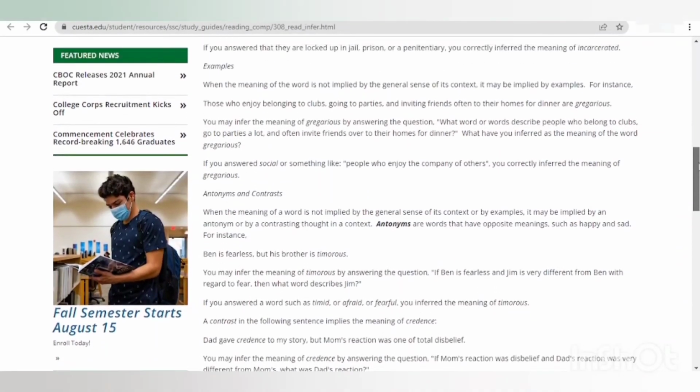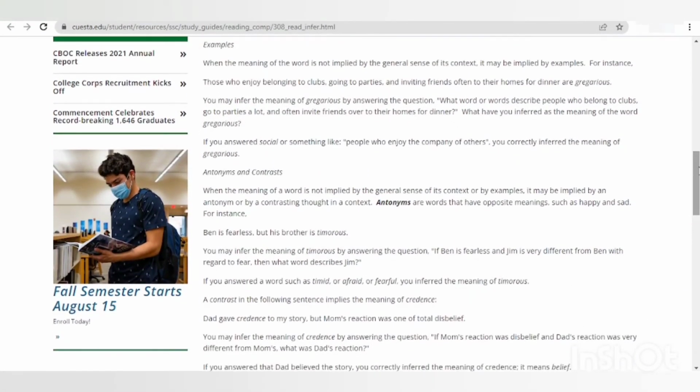So this is another example. You can read that on your own. But another way is by antonyms and contrast. It says Ben is fearless, but his brother is timorous. So if you know that Ben is fearless, that means his brother is the opposite, right?